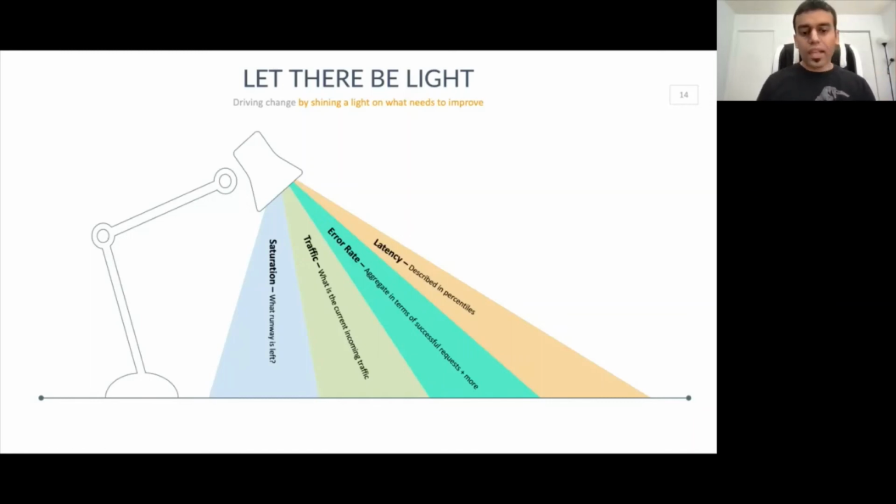So shining a light on these four golden signals usually helps SRE, dev and product teams figure out where they need to invest their time and energy.